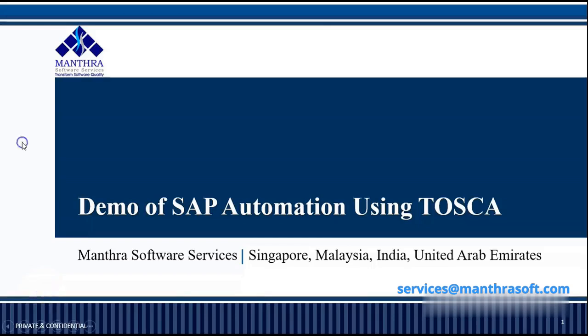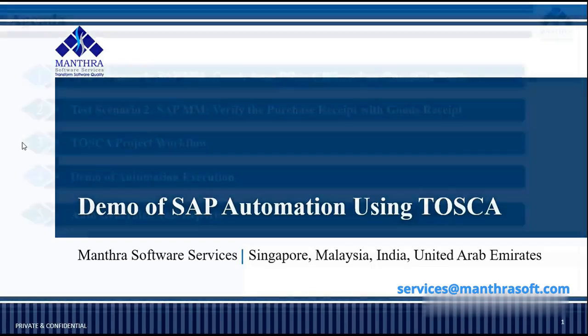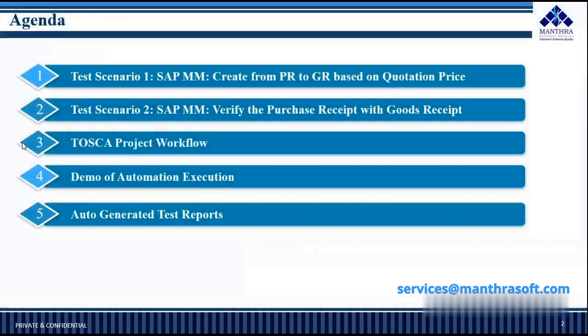This video is on SAP automation testing using the TOSCA Automation Tool. Agenda. First, Test Scenario 1, SAP Materials Management, create from purchase requisition to goods receipt based on quotation price. Second, Test Scenario 2, SAP Materials Management, verify the purchase receipt with goods receipt. Third, TOSCA project workflow. Fourth, demo of automation execution. Fifth, auto-generated test reports using the TOSCA tool.